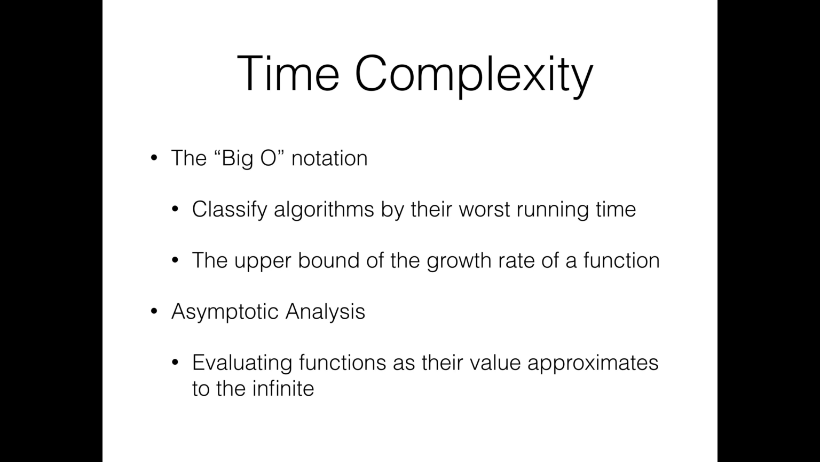So for time complexity, what we generally use is the big O notation. The big O notation is basically used to classify algorithms by their worst running time, right? The idea is that it gives you a sense of how the time that you need for the algorithm to run will grow as your input is growing. And one of the ways that the big O notation is calculated is using asymptotic analysis, which is basically evaluating functions as their values grow larger, to see how the function value changes.